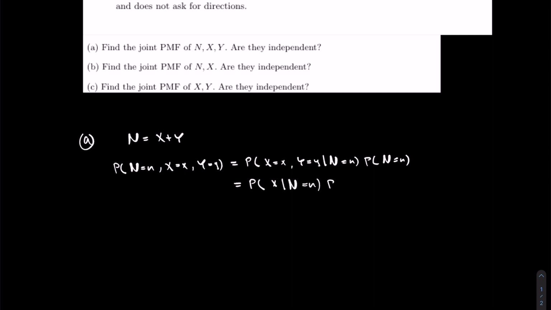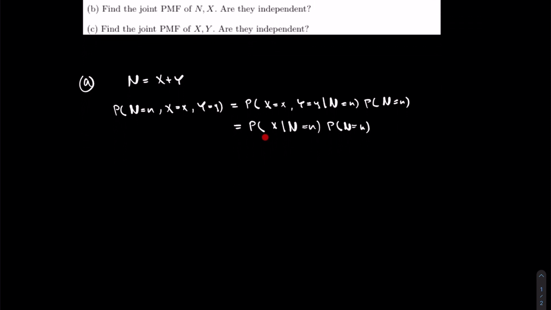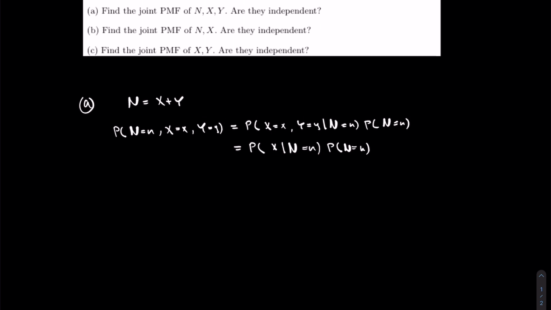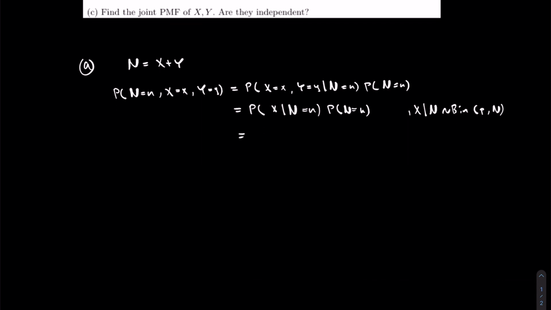So we can drop one of these terms, and we end up with the probability of X given N equals n. Once we condition on N, X is distributed binomial with probability p, so conditioning on N is binomial(n, p). This means we have n choose x, p to the x, q to the n minus x.